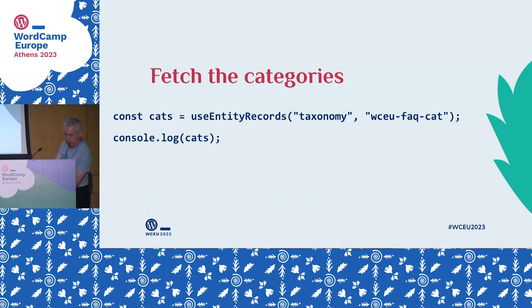defined in the original plugin PHP file. We configured our post type and our custom taxonomy there. And now we're asking useEntityRecords, which we've already imported and used once to fetch the posts of the FAQ post type, to fetch all the posts in the taxonomy, WCEU FAQ cat, and to store it in cats. And why not run a console.log of cats just to see what you've got?